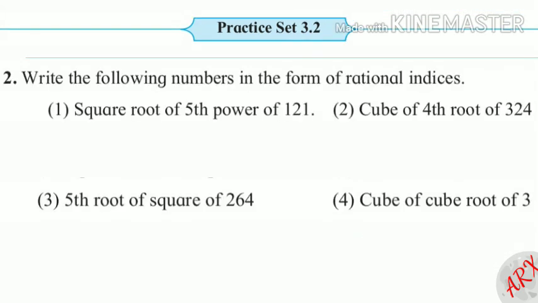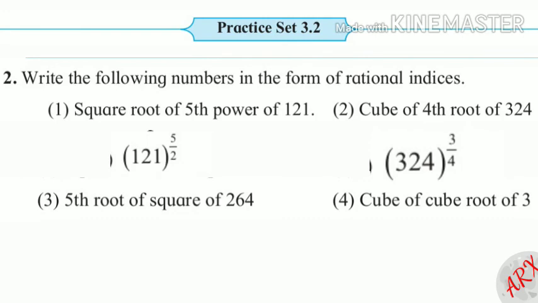Now we will move on to question number 2 of practice set 3.2. Write the following numbers in the form of rational indices. First, square root of 5th power of 121. So answer will be 121 raised to 5 upon 2. Second, cube of 4th root of 324. So answer will be 324 raised to 3 upon 4.